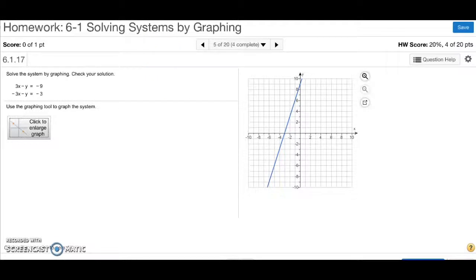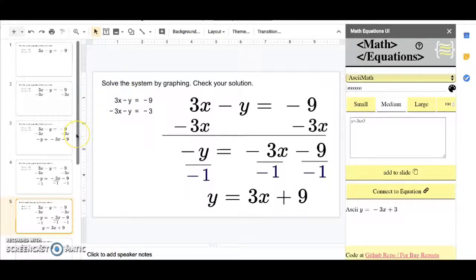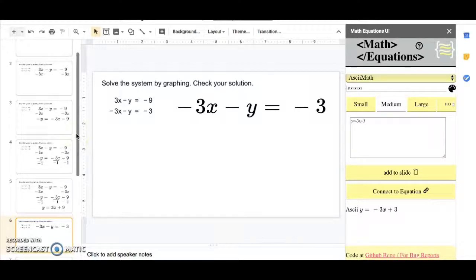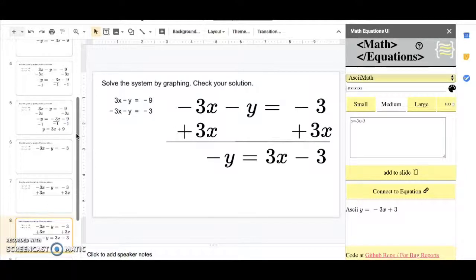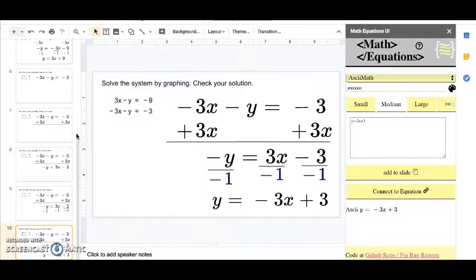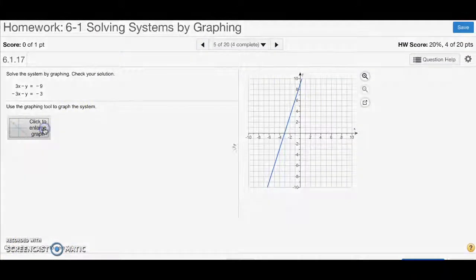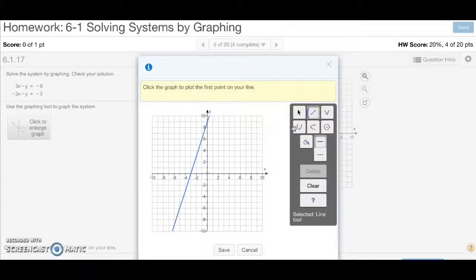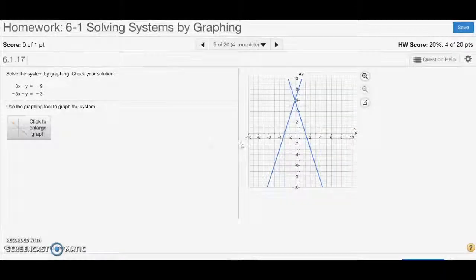Now let's take care of our second line. So we have now negative 3x minus y equals negative 3. So then I would add 3x to both sides, which will leave me with negative y equals 3x minus 3. Divide every term by negative 1, changes all the signs, I'll have y equals negative 3x plus 3, which means I have a y-intercept of 3 and slope of negative 3. So graphing that, I have a y-intercept of 3 and a slope of negative 3. So I go down 1, 2, 3 to the right 1, click Save, check Answer.